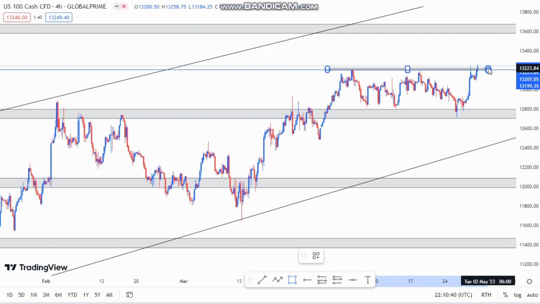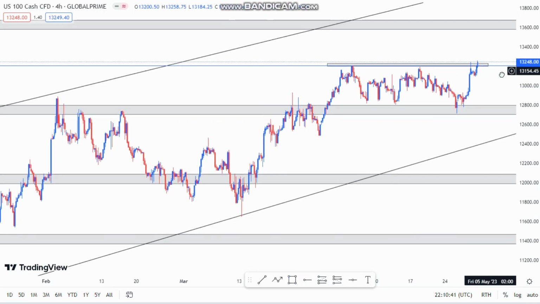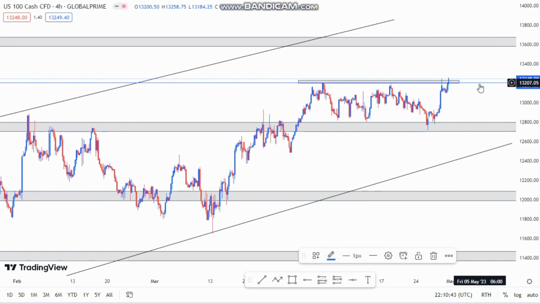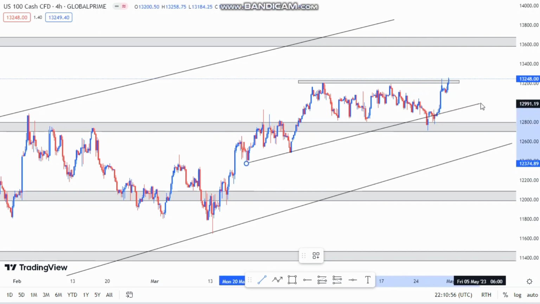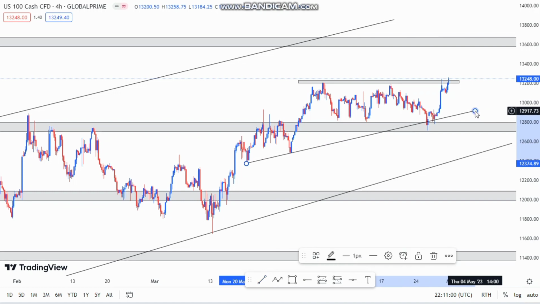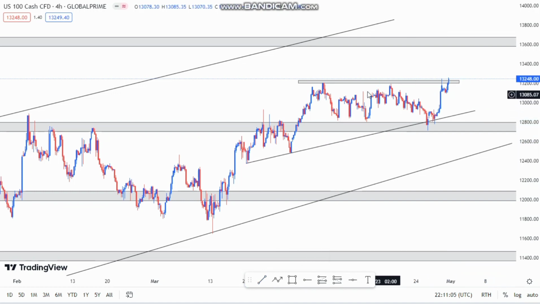As I'm seeing NAS100 is failing to break over this level. Let me remove this line. I hate lines, guys. I hate lines because they complicate my charts. So starting from here, I can see a beautiful trend line carrying over here. Beautiful trend line carrying. So this is a triangle.